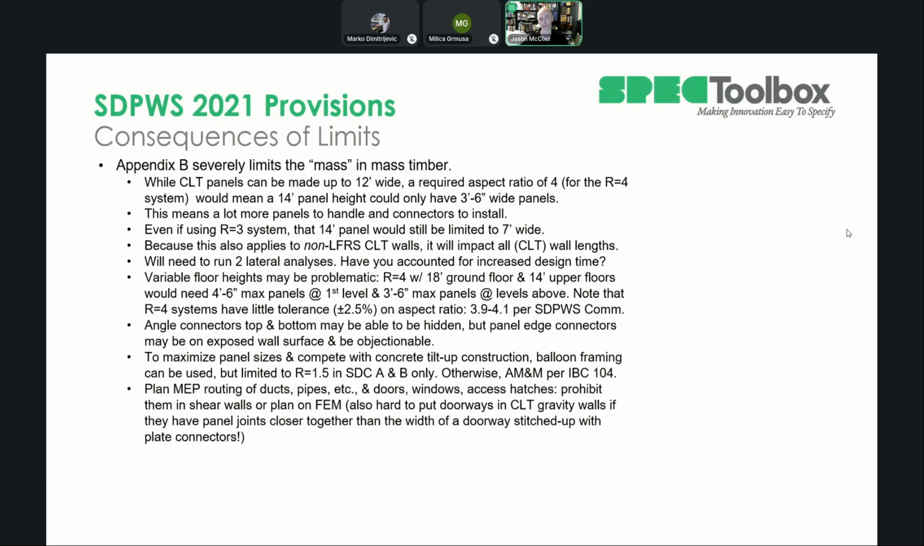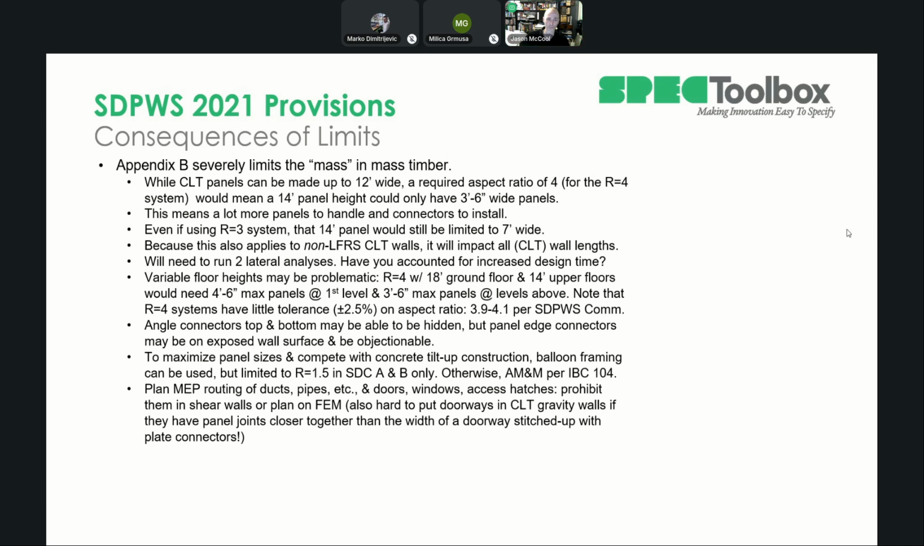MEP routing of ducts, pipes, doors, windows, access hatches, all these things, you're going to need to plan those out a lot more carefully with Appendix B. Prohibit them in your shear walls, or plan on doing a bunch of FEM analysis on it. And there again, strength isn't so much the issue when you've got openings in CLT shear walls. It's more stiffness in your shear wall deflection. It takes a big hit when you got openings.